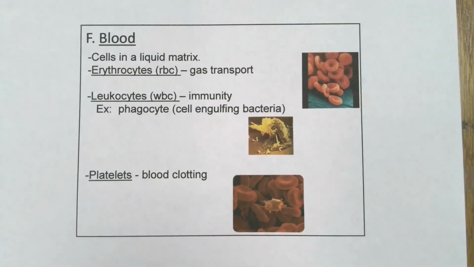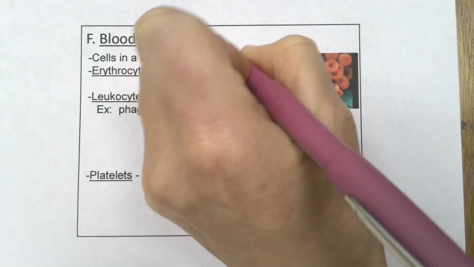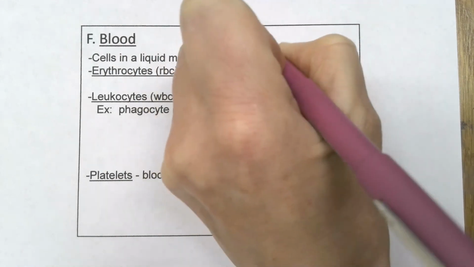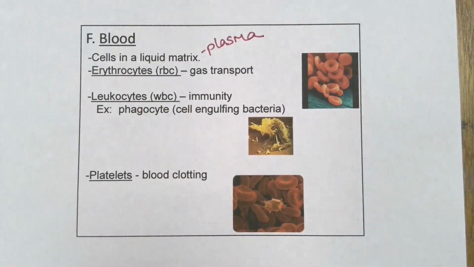All right, so then our final type of connective tissue is blood. This is our only liquid connective tissue. So we went from our hardest tissue, bone, to our only liquid tissue. The liquid matrix is called plasma, and it surrounds the cells that we see here. And we'll obviously get into this more when we cover the cardiovascular system.